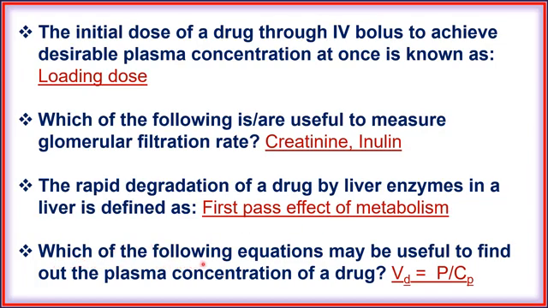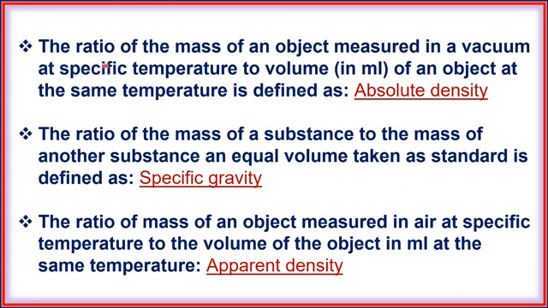Next, which of the following equation may be useful to find out the plasma concentration of drug? Vt equal to P by Cp. Next, the ratio of the mass of an object measured in a vacuum at a specific temperature to volume in ml of an object at the same temperature is defined as absolute density. Next, the ratio of the mass of a substance to the mass of another substance and equal volume taken as standard is defined as specific gravity.